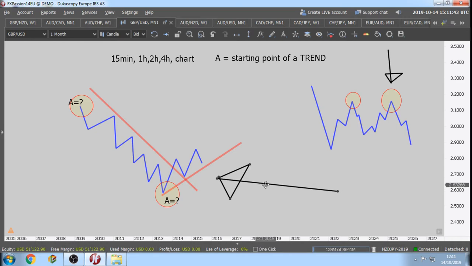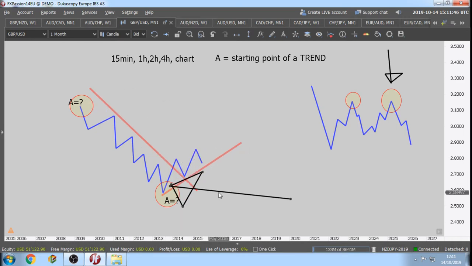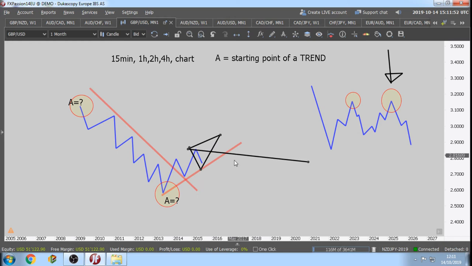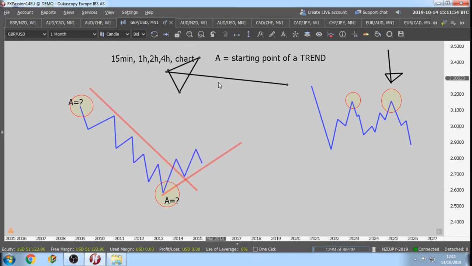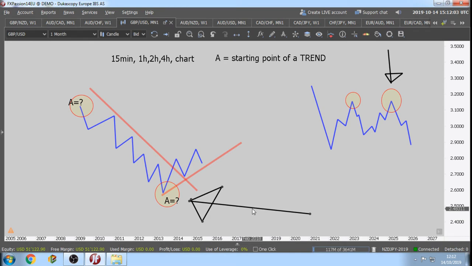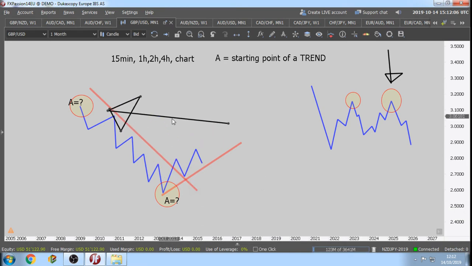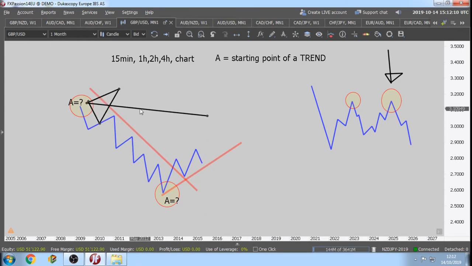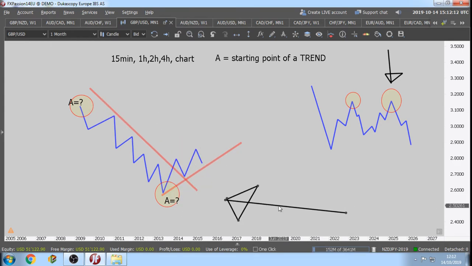So, Miguel, and everybody else, Akos, where should you start drawing your Fibonacci on the 15-minute chart? This could be the 15-minute chart, or the 1-hour chart, or the 2-hour chart, or the 4-hour chart. Victor says bottom. You can say bottom, you can say up in here, right? You can say the first one, the second one, you can say I don't know, I'm not sure.